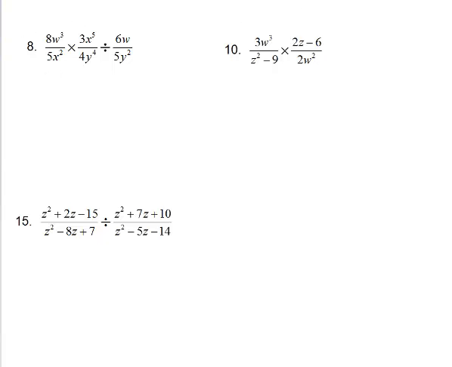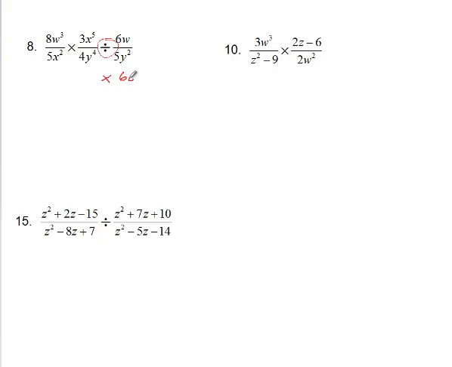First one we're looking at here is number 8. This is on page 20. So as you can see in number 8, we have 3 rational expressions. 2 are being multiplied and dividing by the last one. So the first thing we're going to do is make sure we have it all multiplication. And we all know that dividing by a fraction is the same as multiplying by its reciprocal.